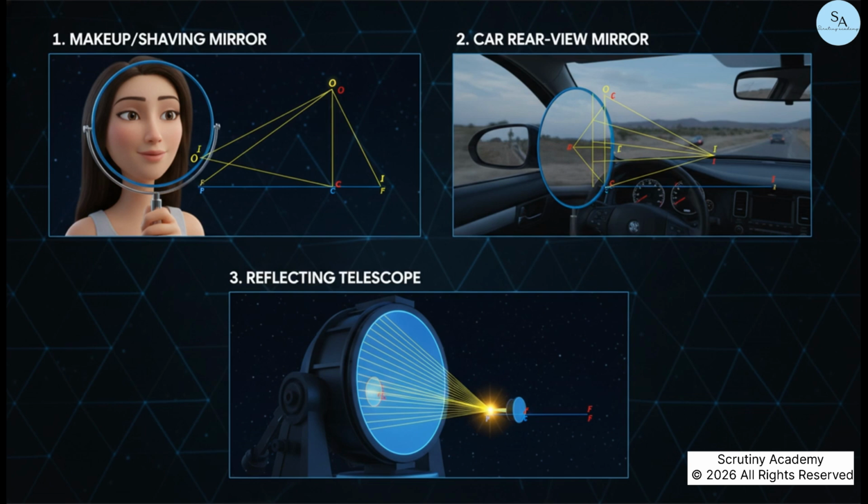What about your car's side view mirror? That's convex. It's designed to give you a really wide field of view so you can see more of the road, even though it makes cars look a bit smaller and farther away. And of course, the big ones, giant concave mirrors are the heart and soul of huge reflecting telescopes, gathering up all that faint light from stars billions of light years away.